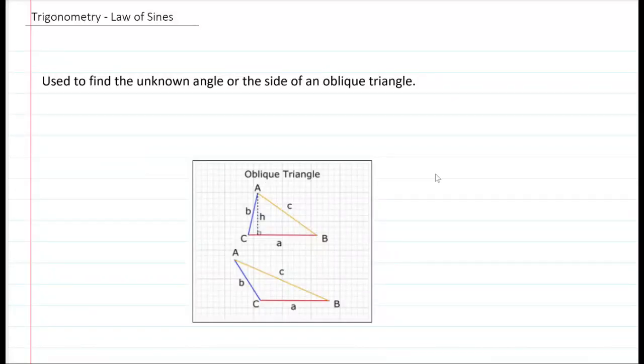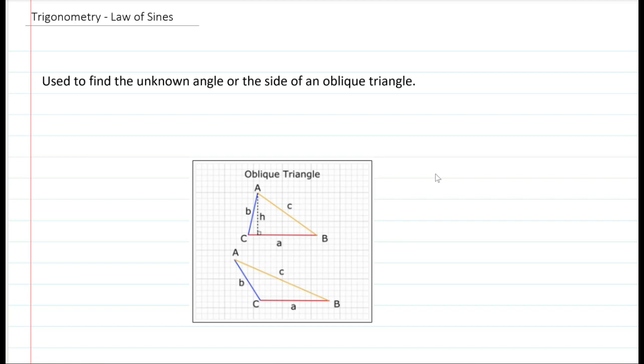Hey everyone, this is a brief mini lecture on the law of sines. You may have heard of it sometimes referred to as the sine law, maybe the sine rule, or the sine formula. The law of sines is used to find the unknown angle or side of an oblique triangle. We'll call an oblique triangle a triangle that is not a right triangle. The law of sines should work with at least two angles and the respective side measurements at a time.